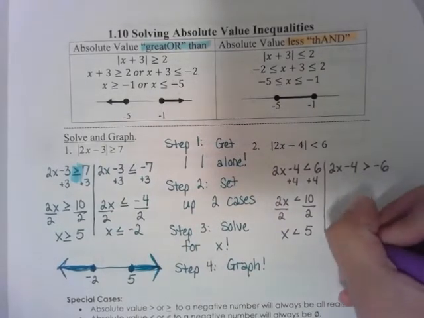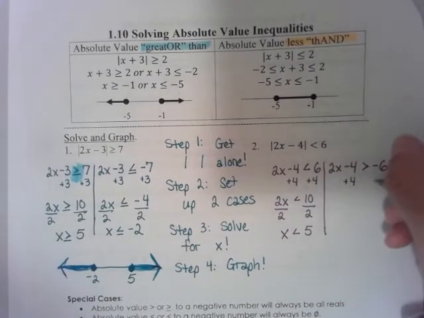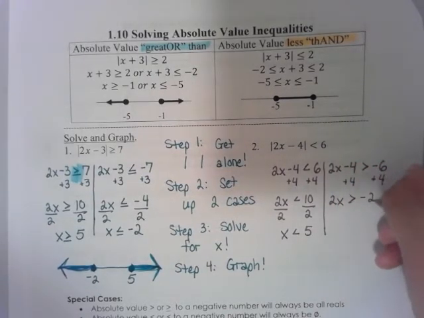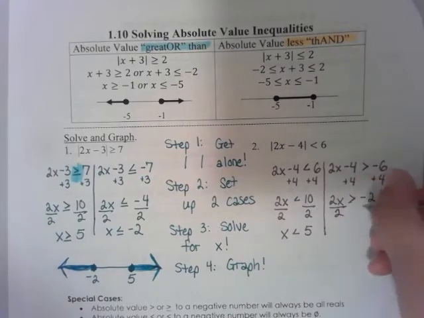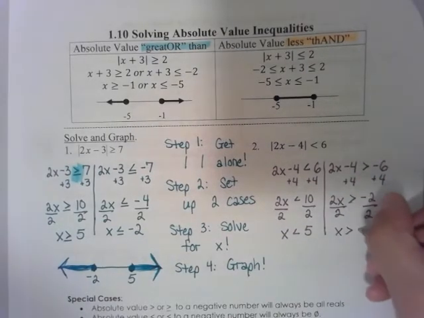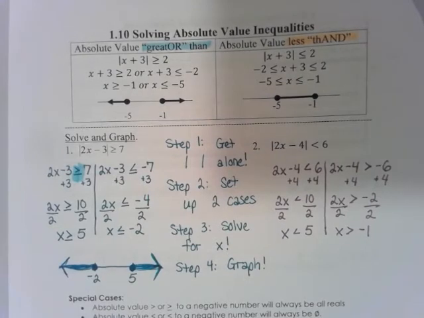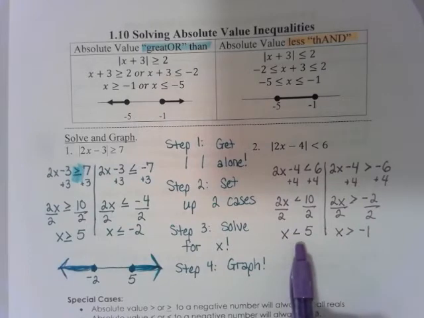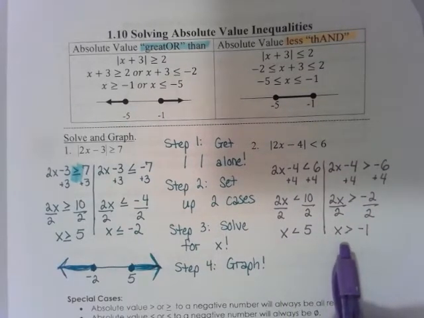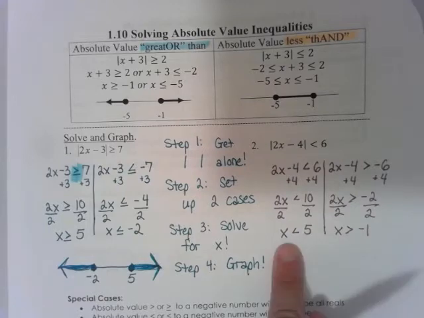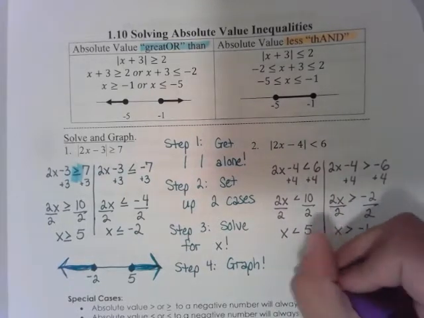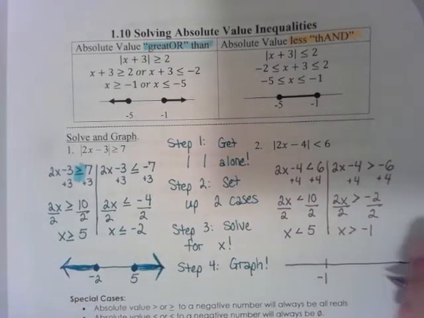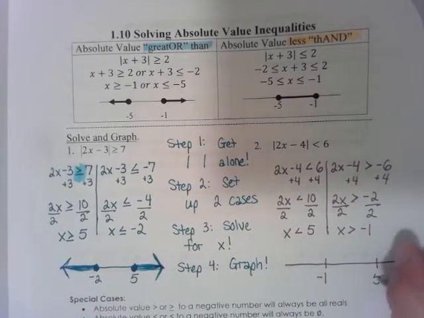I'm going to follow those same steps to solve on my second case. Once I get here, I see x is less than 5, and I see x is greater than -1. These are my 2 solutions, so I need to figure out a way to show them on a graph. My first value is -1, and my last value is +5.